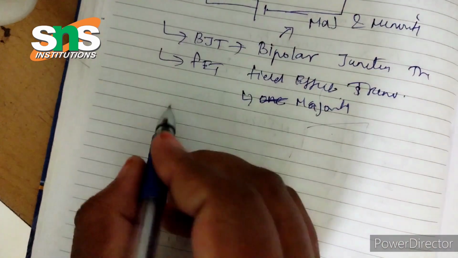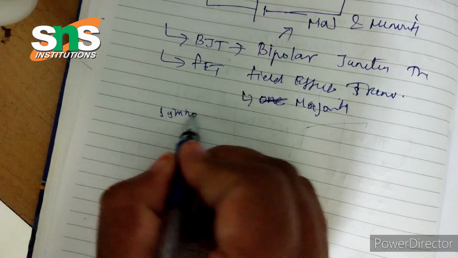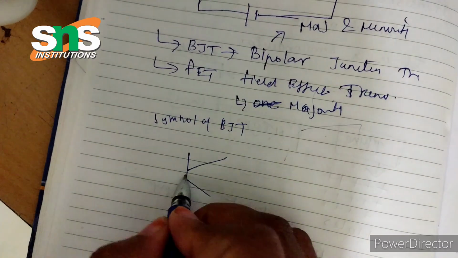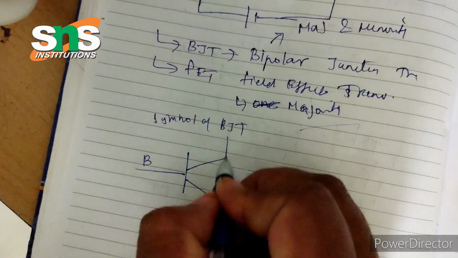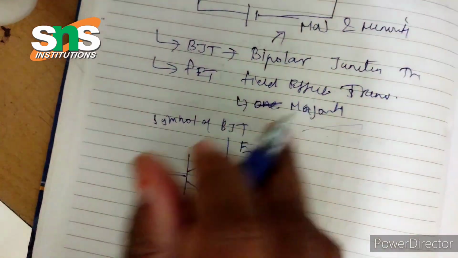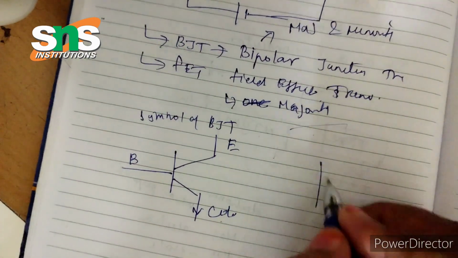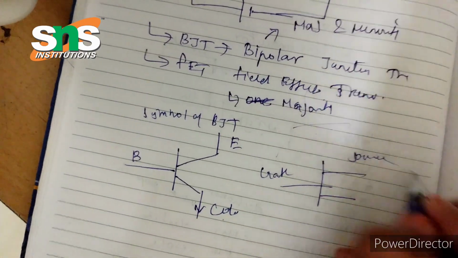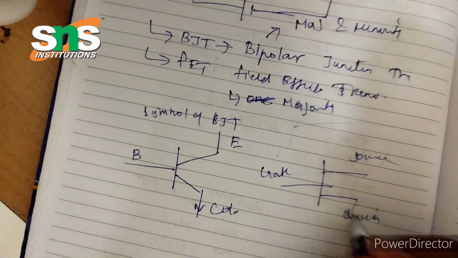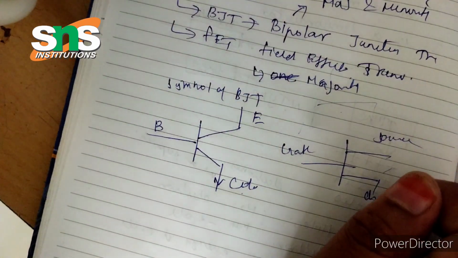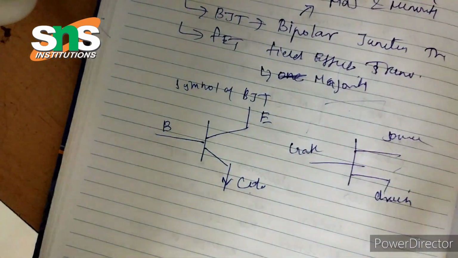What is the symbol? The symbol for BJT has a base, emitter and collector. In the case of FET, it has gate, source and drain. These are the symbols for FET and bipolar. This is very important.